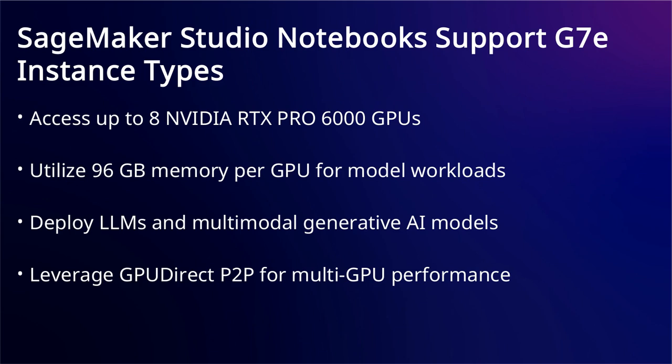G7e instances are available in U.S. East N. Virginia, U.S. East Ohio, and U.S. West Oregon regions.